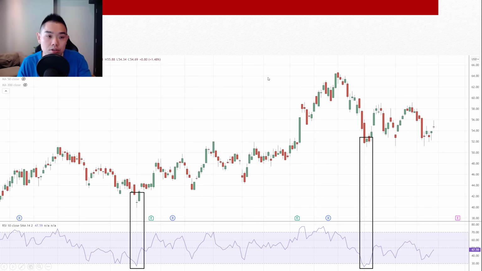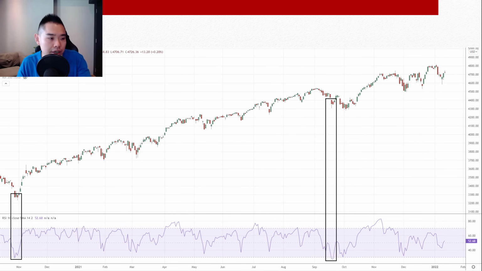If you want to trade, let's say, the stock market index like the S&P 500, it works as well, right? 10-period RSI below 30 over here and here as well. So of course, this is not the low of the pullback. It continued down lower before it rebounded up higher again.